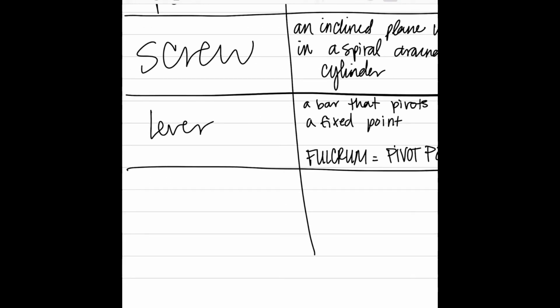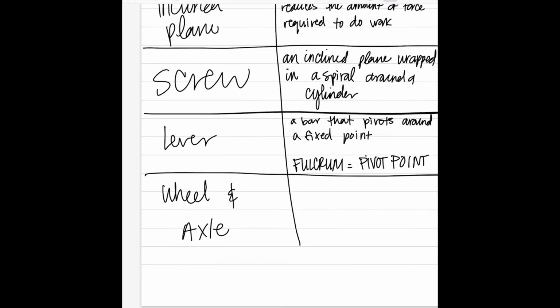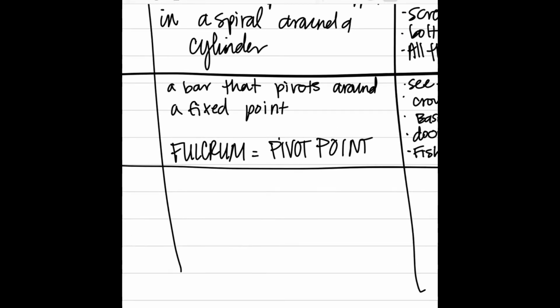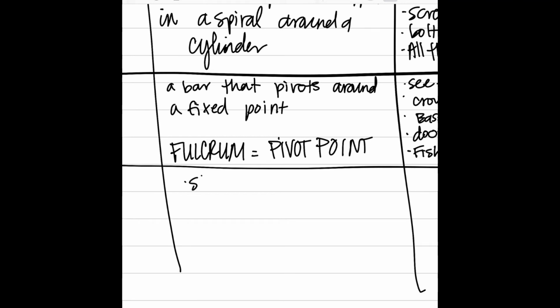Okay, the last one is a wheel and axle. This is probably the one that everybody's like, I don't agree with these examples, but let me explain. Okay, so let's look at the definition for this one. It's a shaft or an axle attached to the center of a larger wheel.